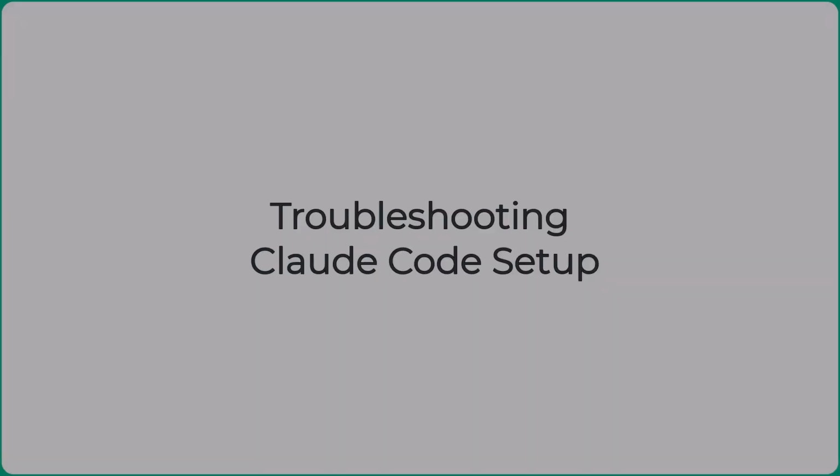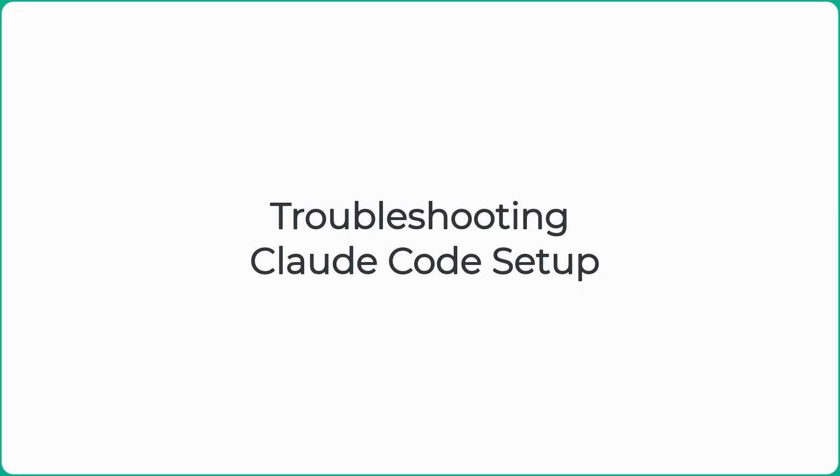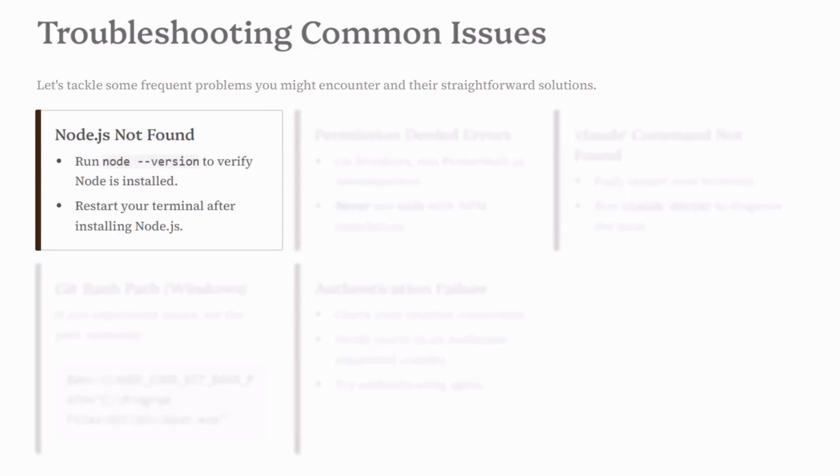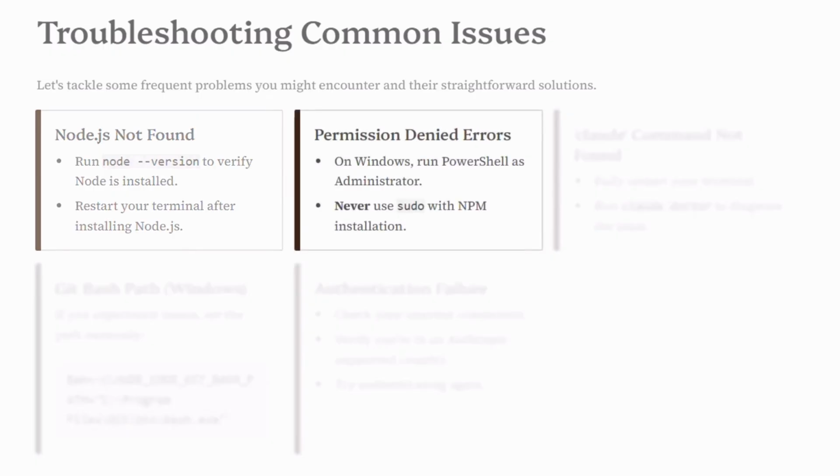Now let's look at the ways to troubleshoot the Claude Code setup. I'll quickly cover some of the common issues you might run into when you're setting up Claude Code. If you see the error node not found, you need to run this command, node --version, to verify Node is installed. Then restart your terminal after installing Node.js. If you get the error permission denied on Windows, make sure you are running PowerShell as administrator, and never use sudo with npm installation.